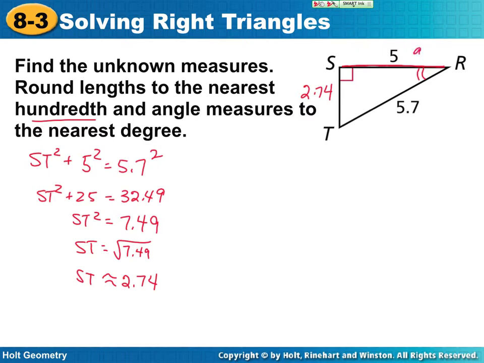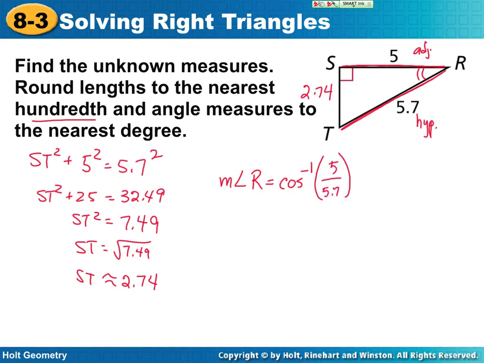Adjacent. Adjacent leg. How about the 5.7? Hypotenuse. Okay, so look through our SOHCAHTOA, one trig ratio that uses both adjacent and hypotenuse. Which one, Lucas? Cosine. Okay, so instead of using cosine, we're trying to find the angle. So to get the measure of angle R, we're going to do the cosine inverse.